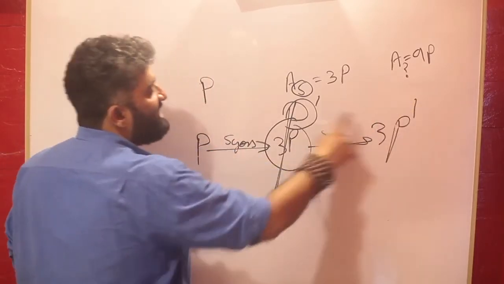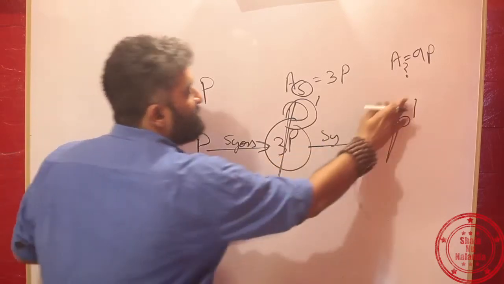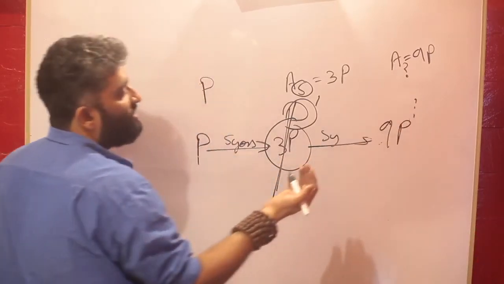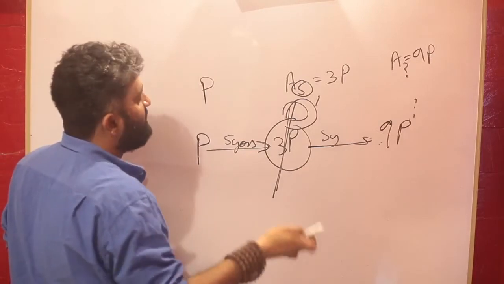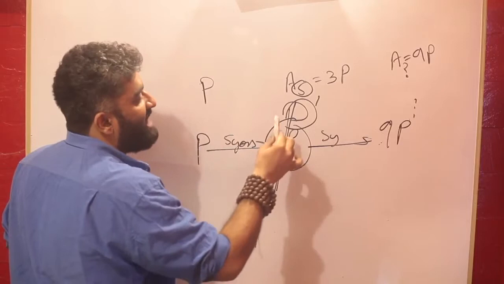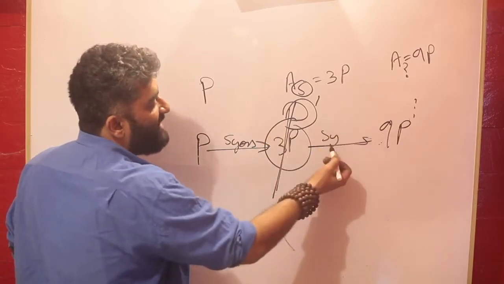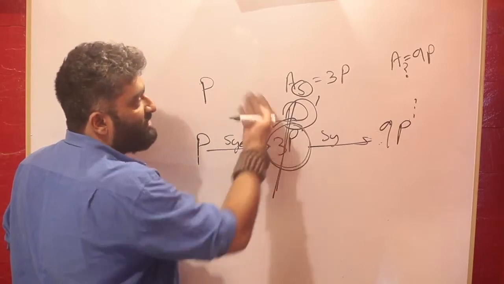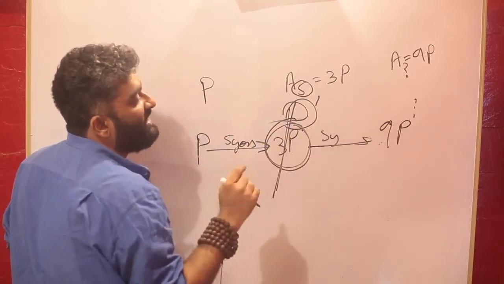And what is P dash? P dash I know is 3P. So if I put 3P here, I get 9P. That's what I wanted, right? So P went from P to 3P in 5 years and from 3P to 9P in the next 5 years, because this became the principal. So this particular question with this setup was very easy.